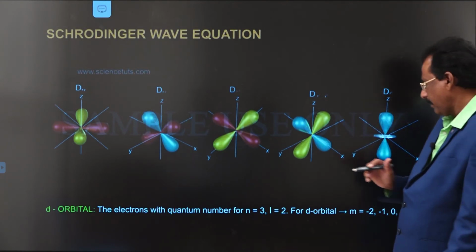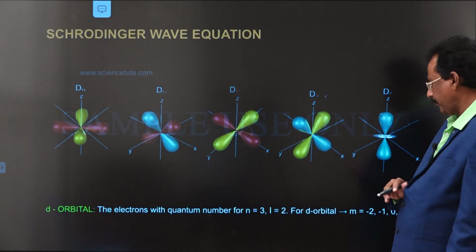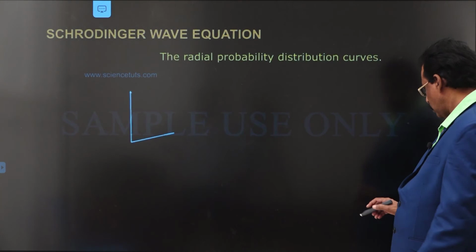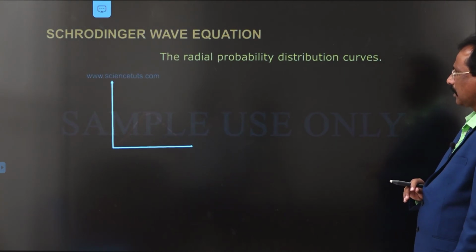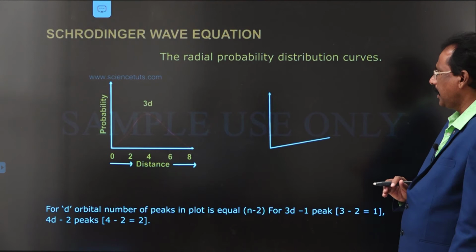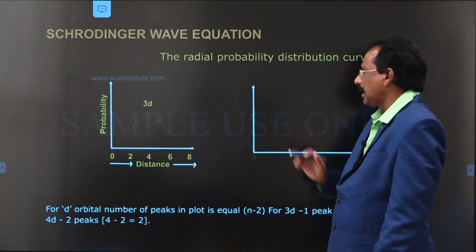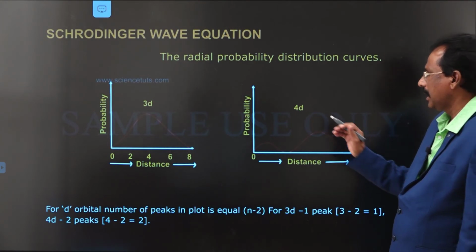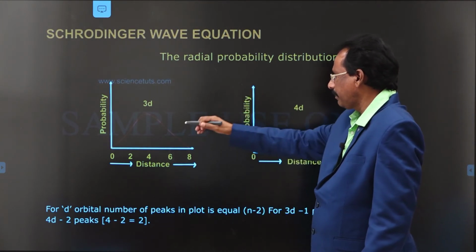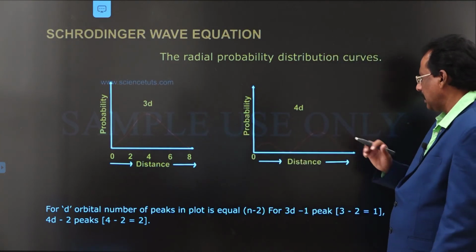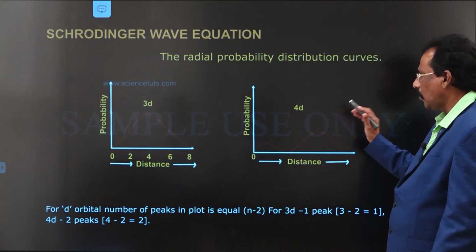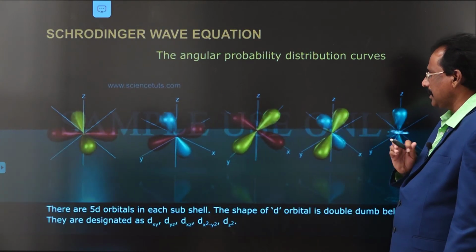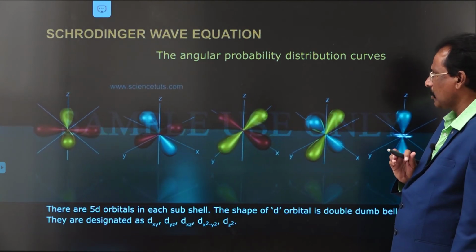Next one is d orbital. For d orbital, the value of l is equal to 2 and values of m are minus 2, minus 1, 0, plus 1 and plus 2. For d orbital, the number of peaks is equal to n minus 2. That is why 3 minus 2, there is only one peak for 3d orbital. There are 2 peaks for 4d orbital. So, when l value increases, the shape of the orbital becomes complicated.